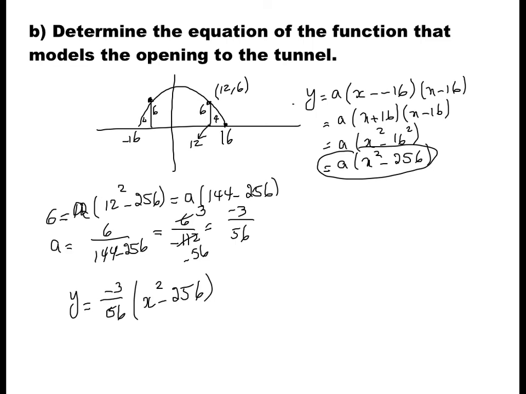Which makes sense because the leading coefficient is negative. This means that the parabola opens downward, and if you look at this parabola, it's opening downward. And if we substitute 16 and negative 16 for x, you can see that it becomes 0.